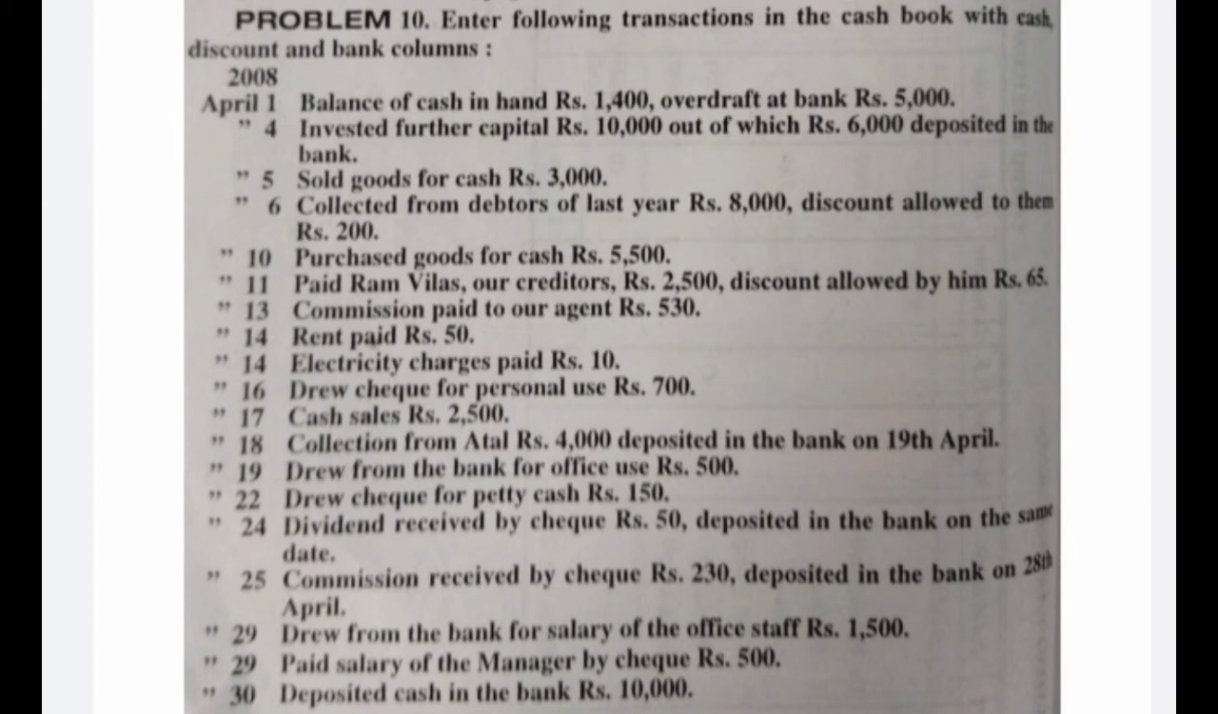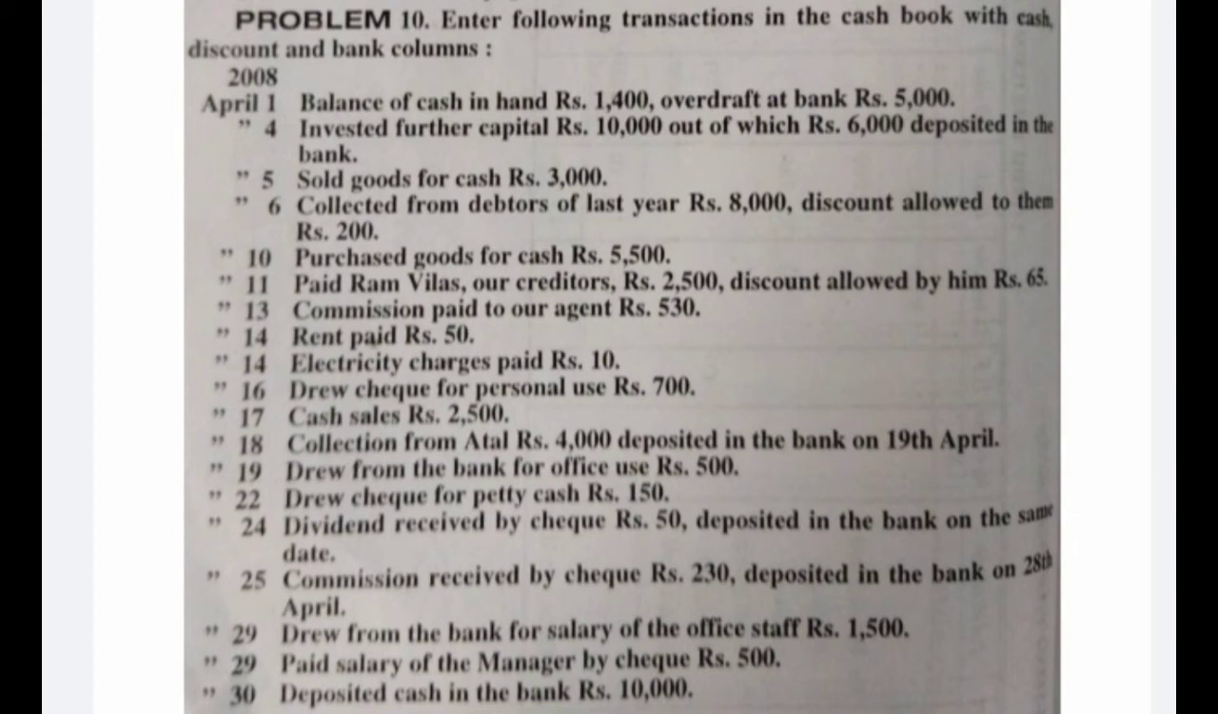Drew cheque for petty cash. As I said earlier, petty cash is not similar to cash, so it is some other book. So it is not a contra entry. The entry would be petty cash account debit to bank account with rupees 150. So bank is on the credit side, credit the bank column with rupees 150 by petty cash account. Okay, it is not a contra entry.